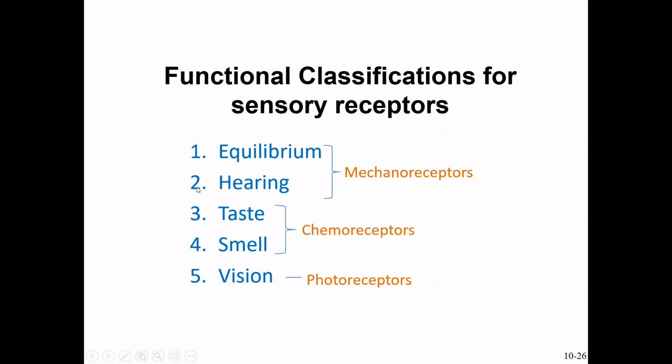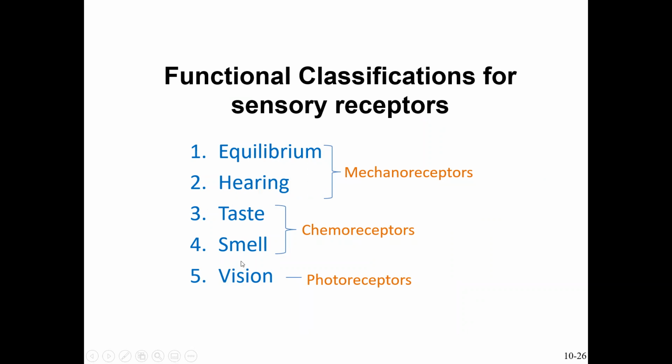So we've already talked about the equilibrium and the hearing. Those are mechanoreceptors because they respond to changes in cell shape. So they will depolarize or hyperpolarize depending on which direction the stereocilia are bent.